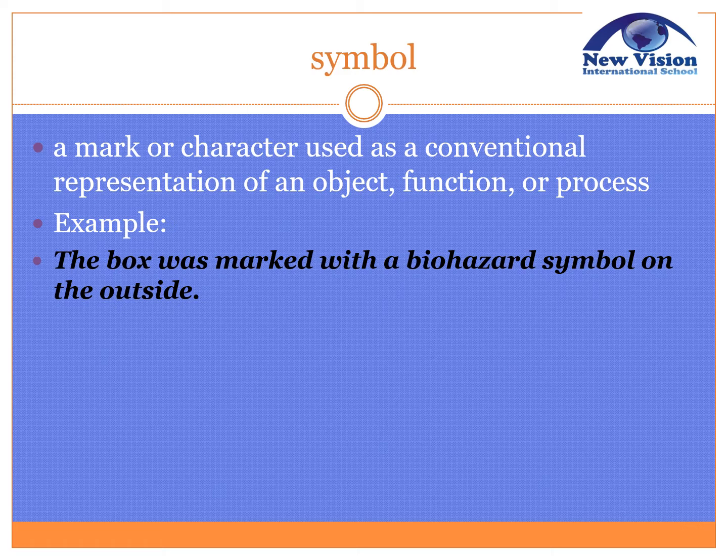Our next word is symbol. It's a mark or character used as a conventional representation of an object, function, or process. I will repeat that. A mark or character used as a conventional representation of an object, function, or process. Look at the sentence example below. The box was marked with a biohazard symbol on the outside. Will you repeat reading the sentence, please? Good job. That's symbol.